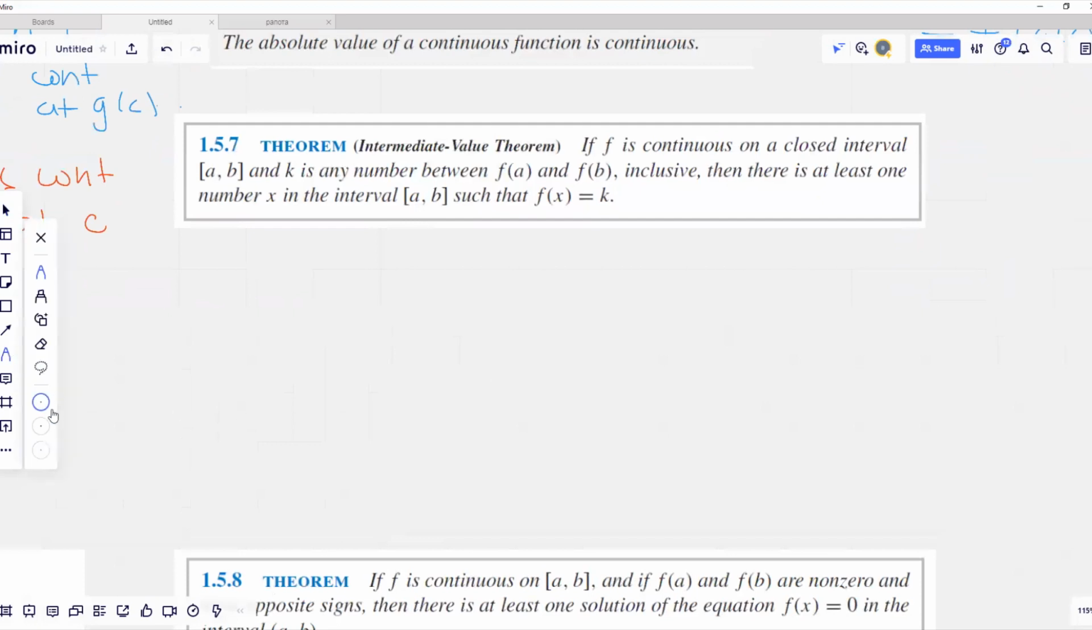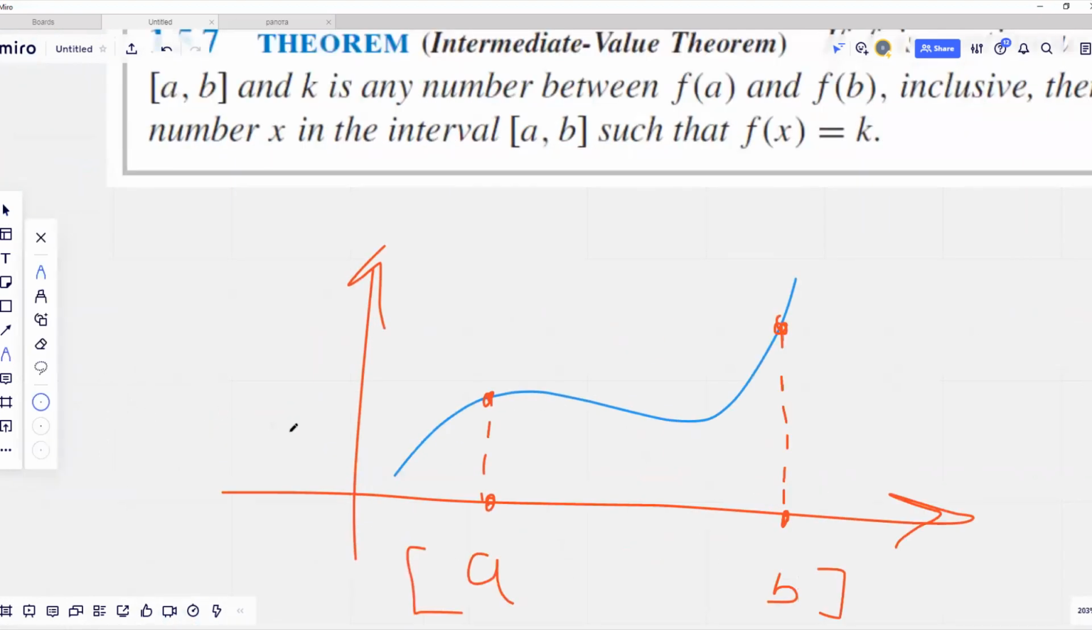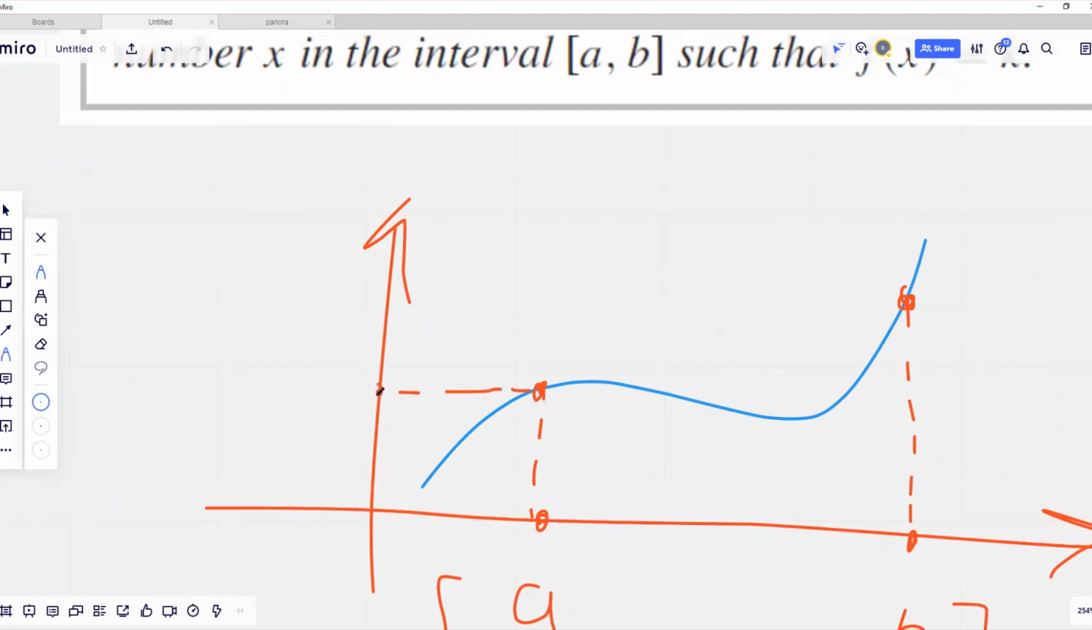This can be represented nicely in the following graph. Let's assume that we have a continuous function on the closed interval from a to b. So here is the value of f of a. Here we have the value f of b.